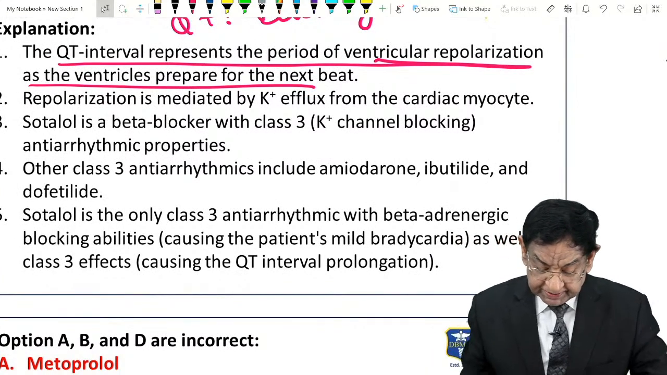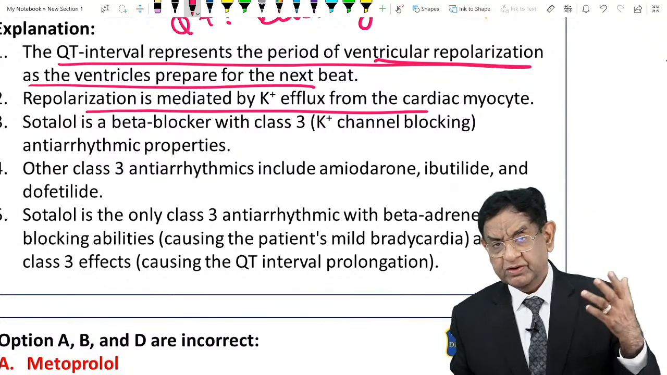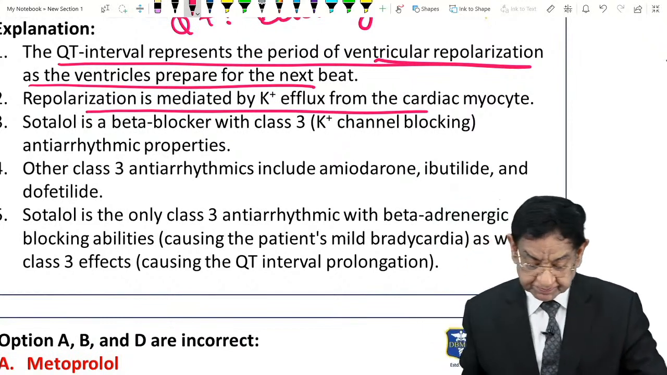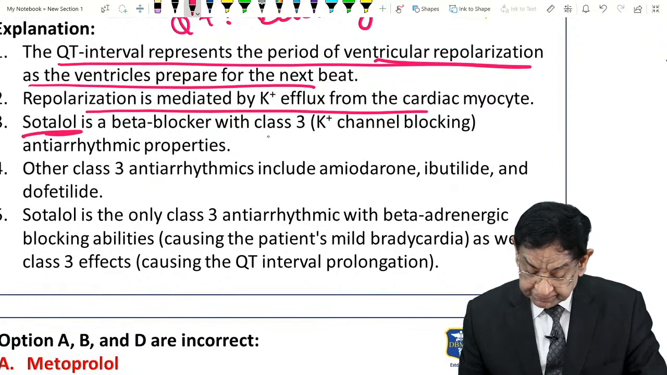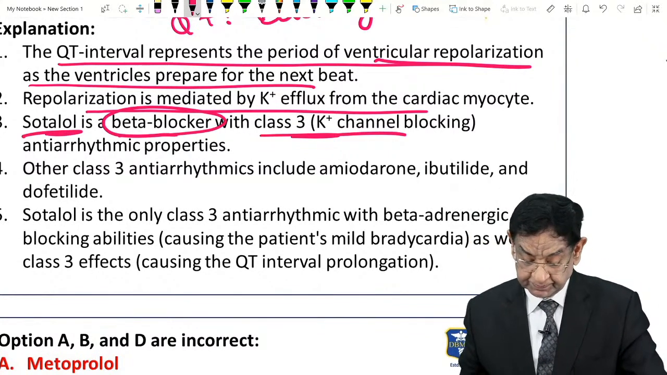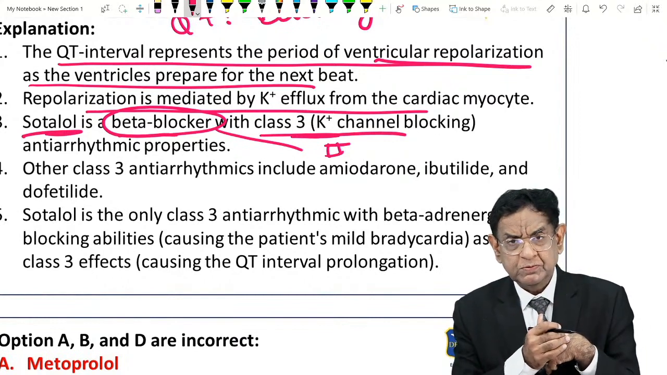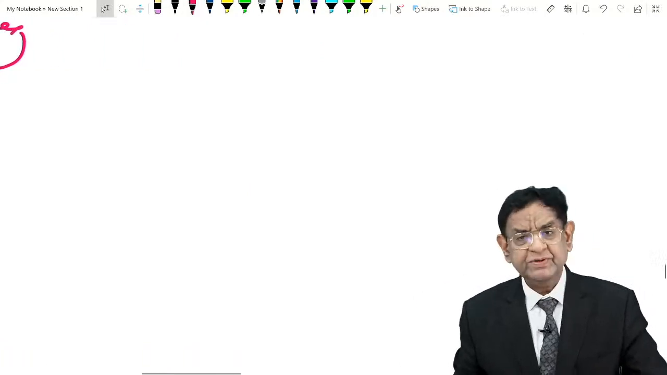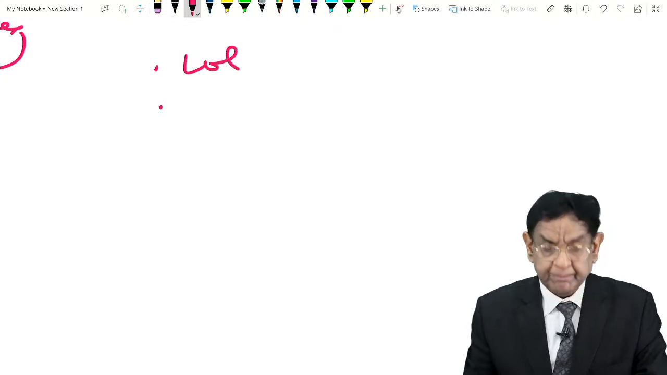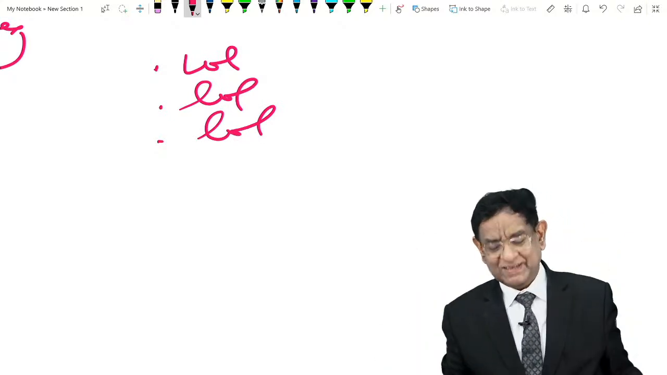And as mentioned earlier, repolarization is mediated by potassium efflux, that is the ventricular diastole is repolarization by potassium efflux. Now sotalol is a class 3 drug, yes, but with an extra edge: it also has beta blocking action. That means it also has class 2 action, and it is a very powerful class 2. Why? Let's learn. If you read any mnemonic book, when they talk about beta blockers, that's propranolol, metoprolol, atenolol. All the lols are class 2 drugs.